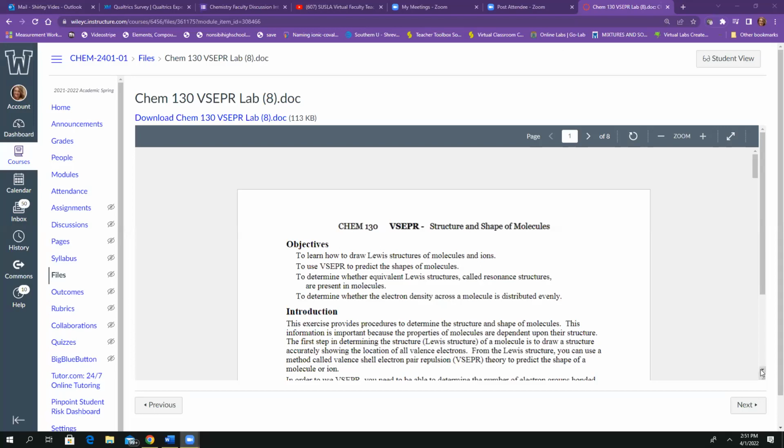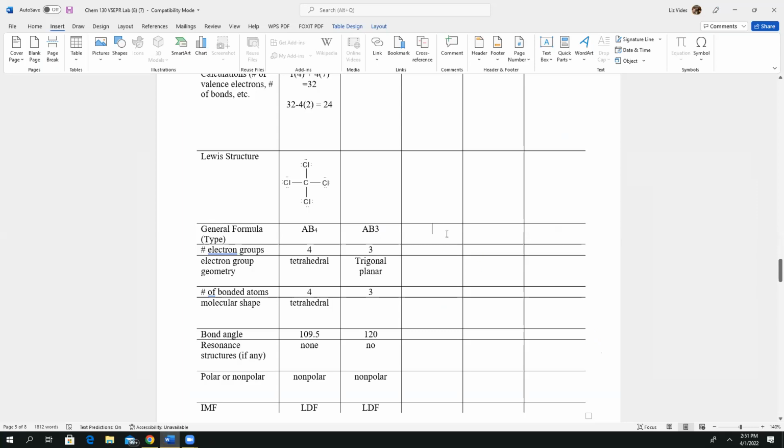All right, so here's the VSEPR lab we were doing, and the next one is an AB3 also, which is what I thought, but I want to make sure I didn't want to do all the math again. We've already done that. It's still trigonal planar. So we're just going to put that there. Oh, and by the way, that goes there too. And it goes there too. And the angle is still 120.